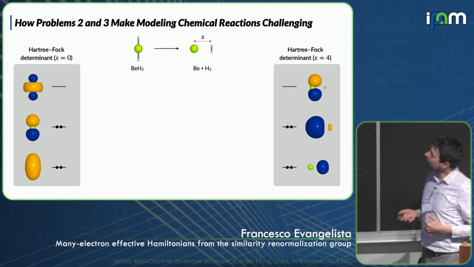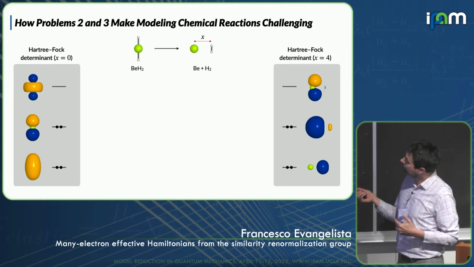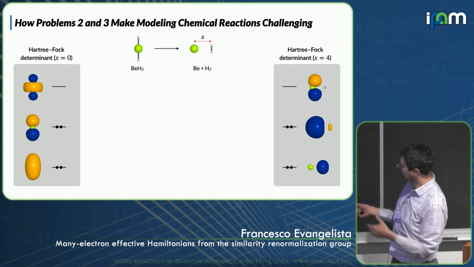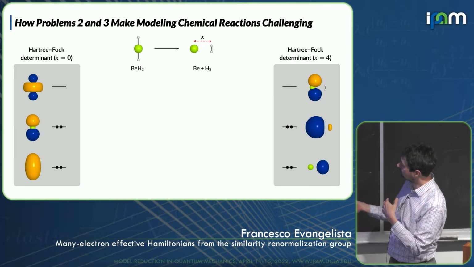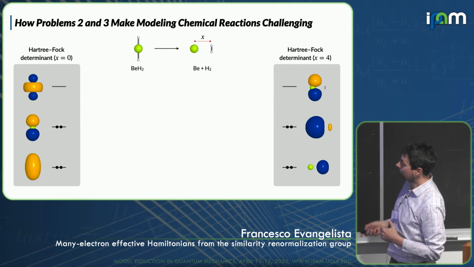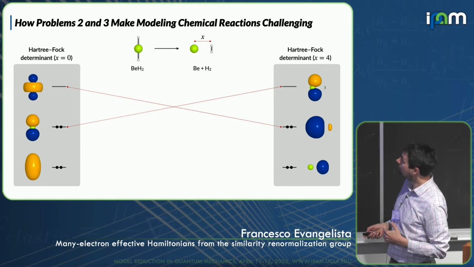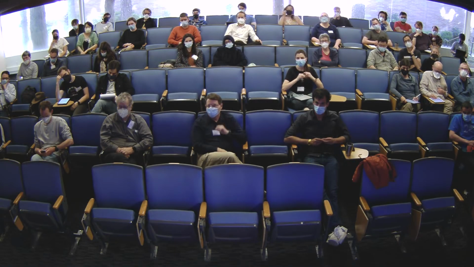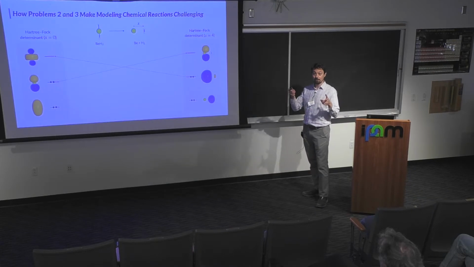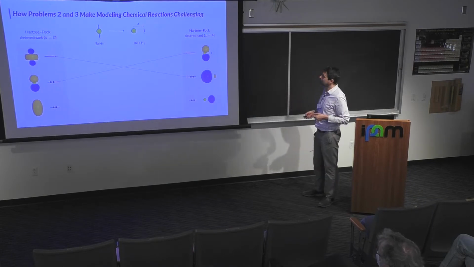At X equals 4, if you look at the restricted Hartree-Fock determinant, it looks like this. So of course, we have dissociated the molecule. Beryllium is here, hydrogen is here, and you get orbitals that connect to each other. X equals 4 is all the way over? Yeah, the distance from the center of mass to the beryllium is 4 Bohr. So it's roughly 2 angstrom.